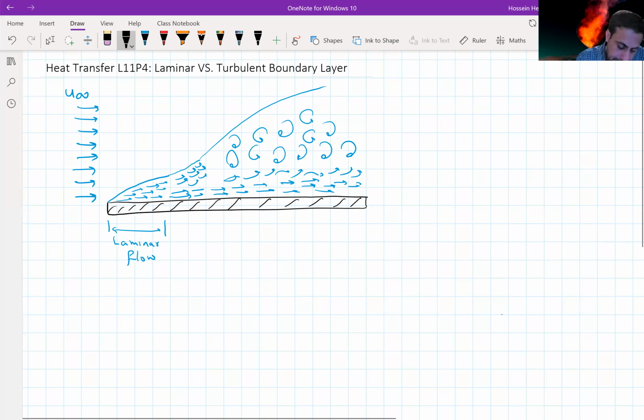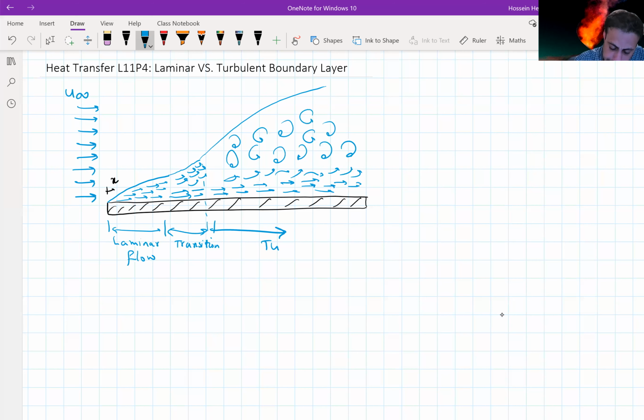flow. Let's assume this is X, and we can have a transition zone, and from here we can have turbulent flow, turbulent regime. In turbulent regime, what we can see here is the flow is highly irregular and characterized by random 3D motions, and the mixing happens through these vortices. In fact, in the turbulent regime, we can define 3 layers.